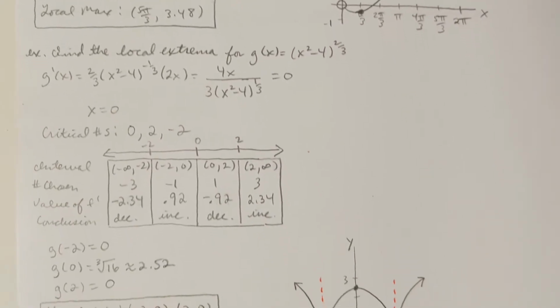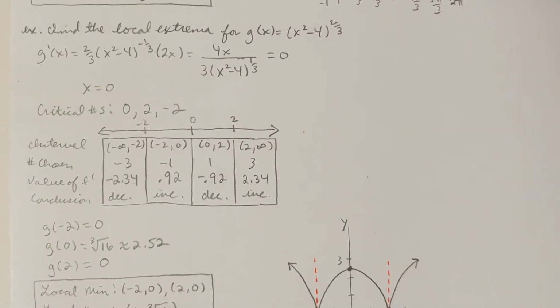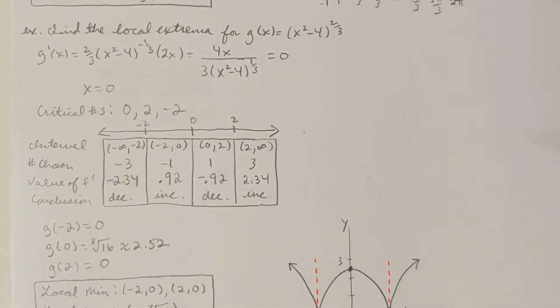Okay, here's another example. Find the local extrema for g of x, which is x squared minus 4, the quantity to the 2/3 power. I want to find the critical numbers, and I'm going to use the first derivative test. So g prime of x will be a chain rule. We're going to have 2/3 times x squared minus 4 to the negative 1/3 times the derivative of x squared minus 4, which is 2x.